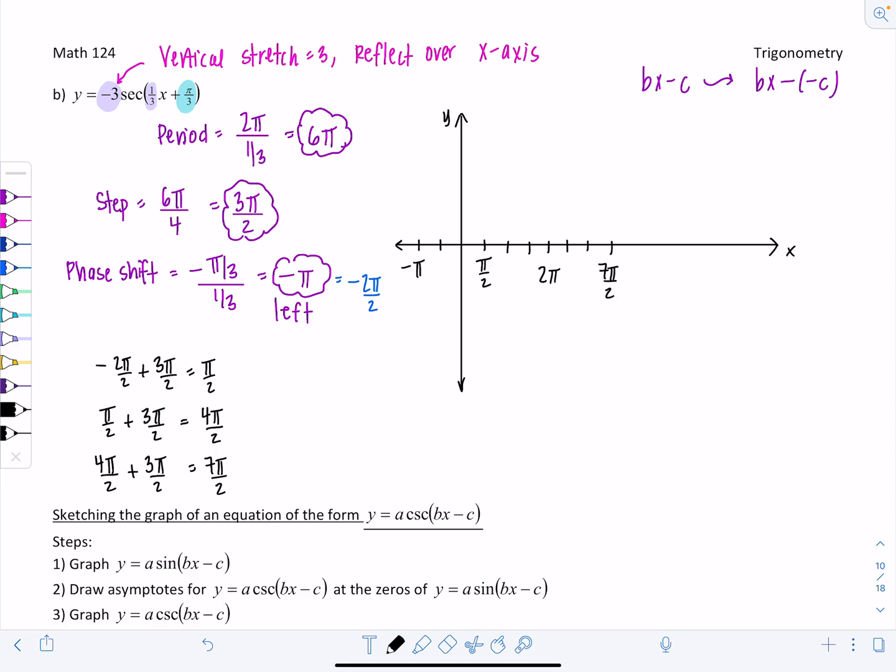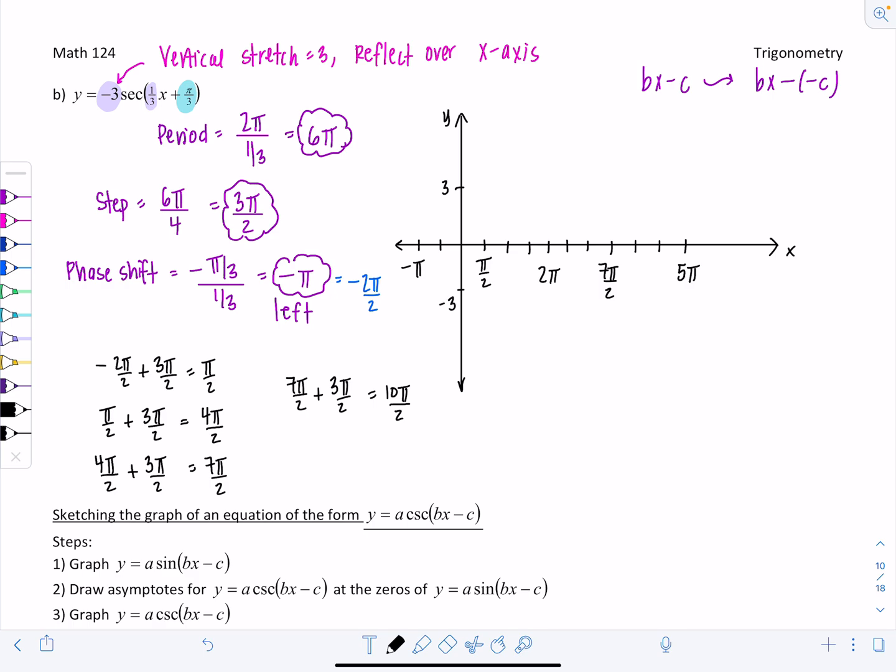I got 4. One more. 7 pi over 2 plus another step, 3 pi over 2. That's 10 pi over 2. Is that what I should put? No, no, no. You're going to put 5 pi. But all of the tick marks represent a pi over 2. Okay, then we got to go to 3 and negative 3.